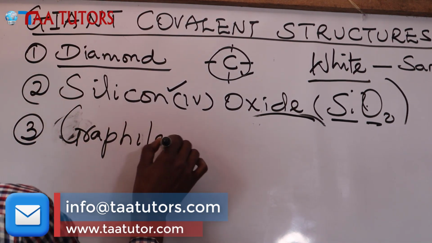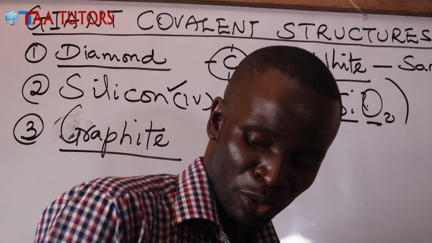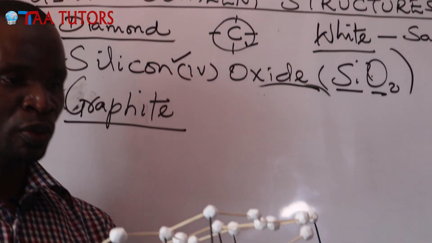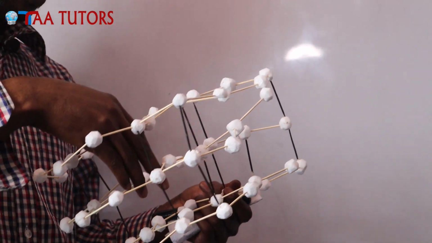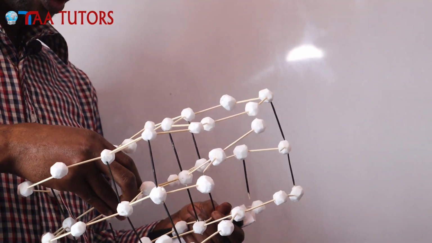Graphite. So graphite here, we have also been able to make something of graphite, and let me just show you. This is what we made of graphite, and this is graphite of 3 layers.